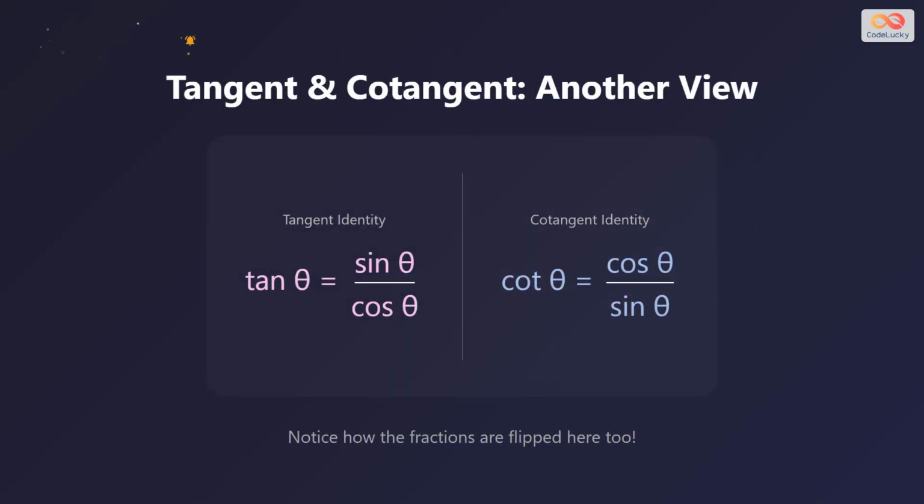Here is another useful way to look at tangent and cotangent. You might recall that tangent can be defined as sine divided by cosine. Since cotangent is the reciprocal, we just flip that fraction. So, cotangent is cosine divided by sine. This relationship appears frequently in trigonometry problems.